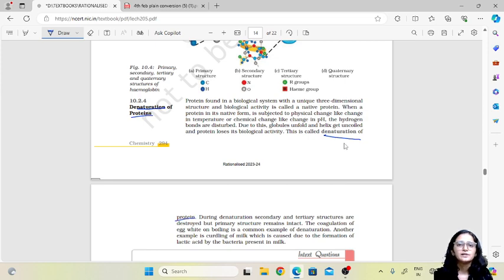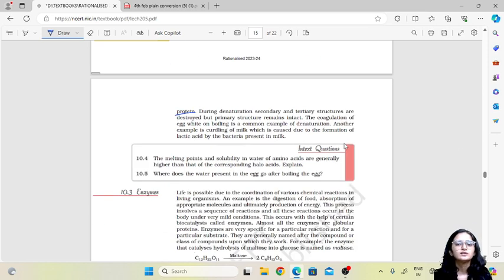Now in simple words you can say that when proteins are subjected to a change in temperature or a change in pH, they lose their biological activity, and that is called denaturation of protein. And during denaturation, secondary and tertiary structures are destroyed, but the primary structure remains intact. A common example is coagulation of egg white on boiling. Then one more example is curdling of milk.